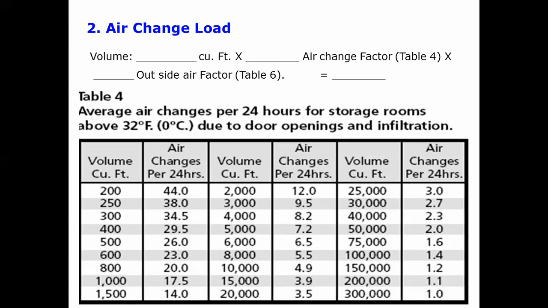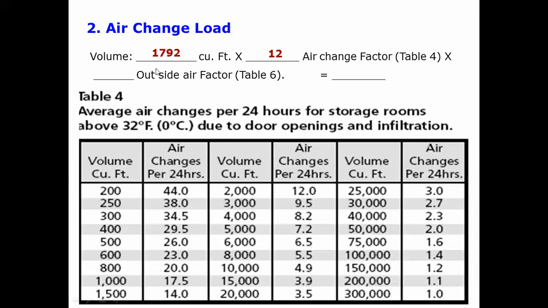Okay, air change load. So what is our volume? 1792. So air change factor we will be getting from this table, according to the volume. Average air change per 24 hours for storage rooms above 32 degree Fahrenheit or 0 degree Celsius due to door openings and infiltration. So air change factor we will be getting from table 4. You could see here two columns: volume in cubic feet and air change per 24 hours.